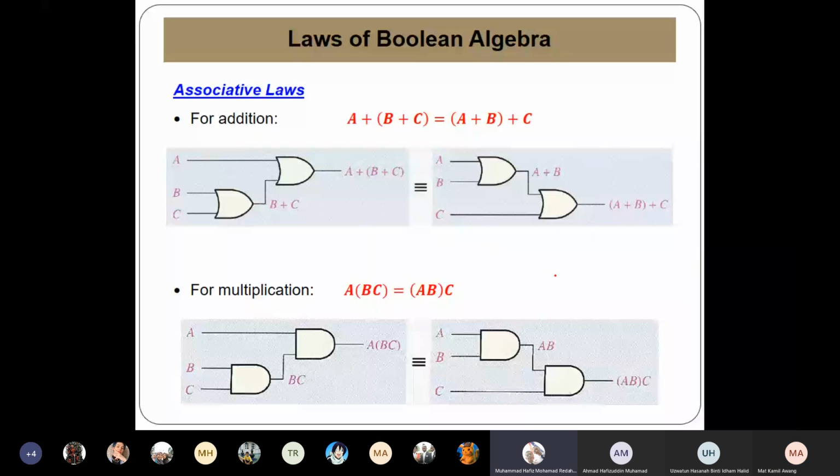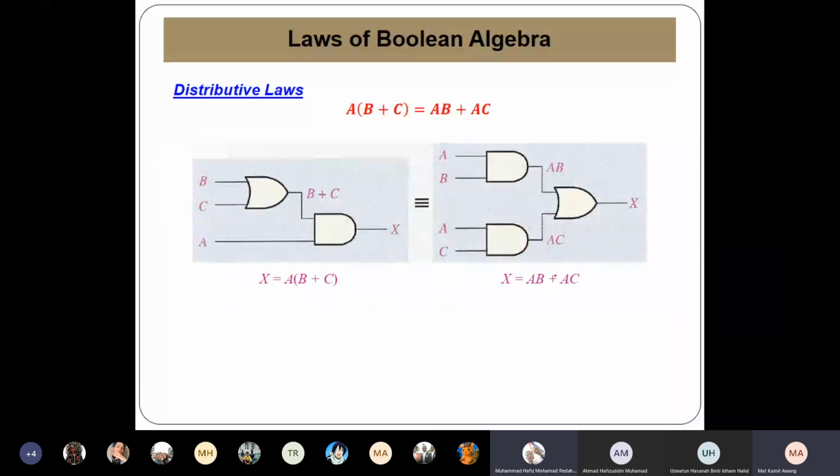Clear, sir. Okay. Next one is the distributive law. This one is also simple, just simple mathematics, and it also applies to Boolean algebra in logic operations. Let's say you have 3 inputs, A, B, and C. A and with B or C is actually equal to A and B, or with A and C.